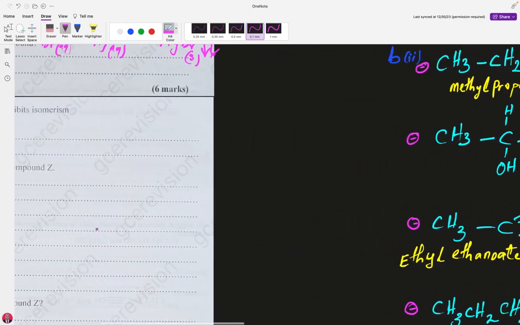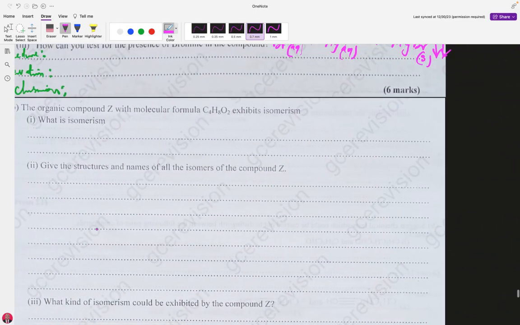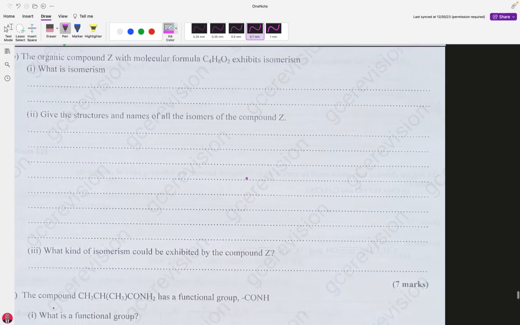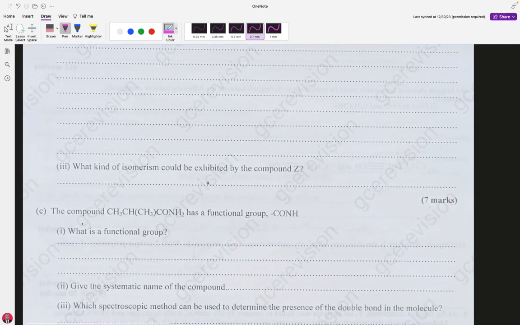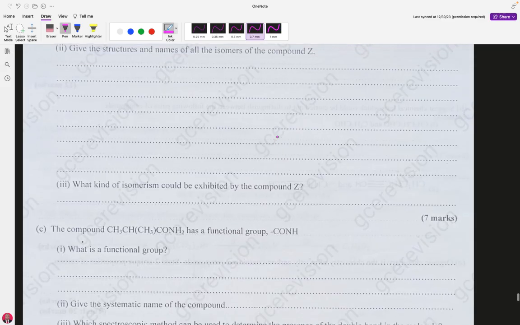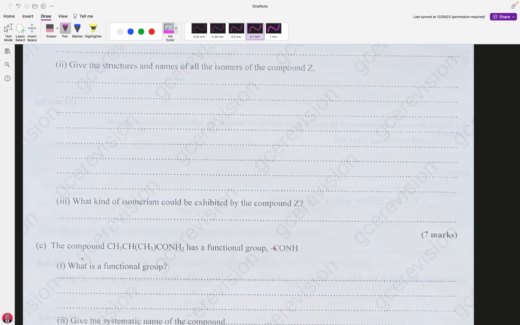Let's go back to the question section. Give the structures and the names of all the isomers. We are done with that. Now, number 3. What kind of isomerism could be exhibited by the compound Z? This compound, if you look at it, what type of isomerism?